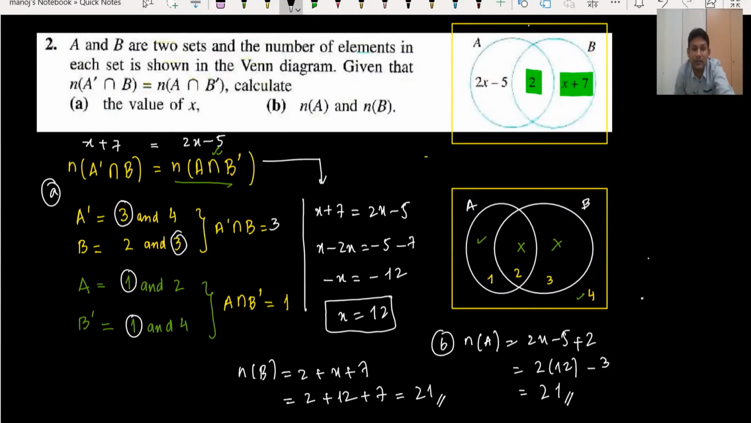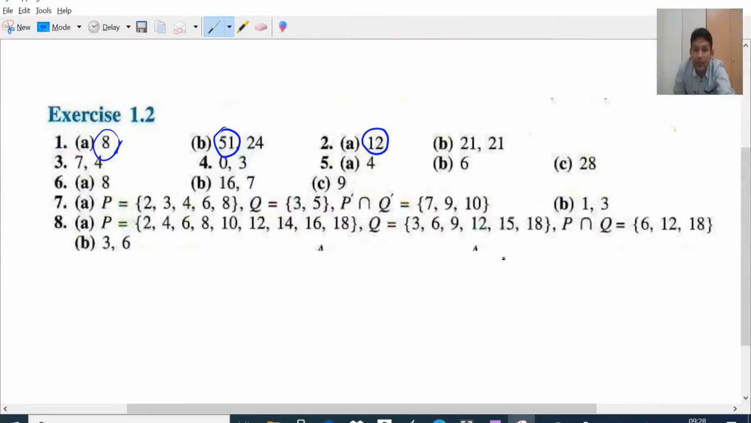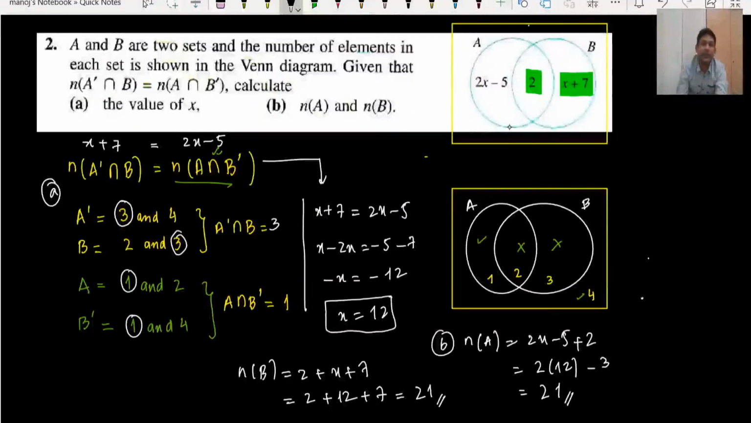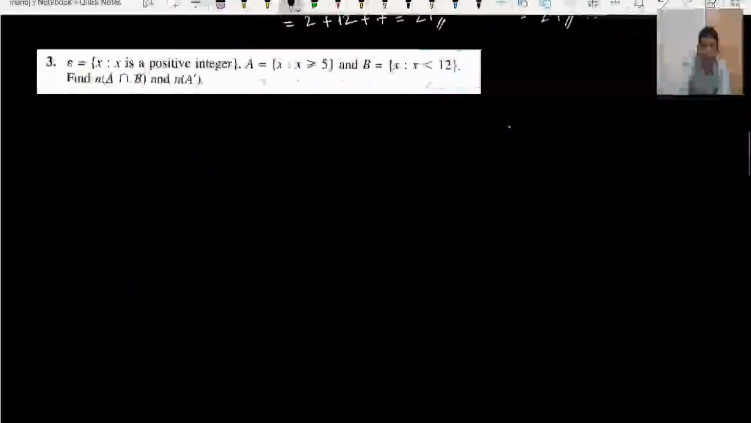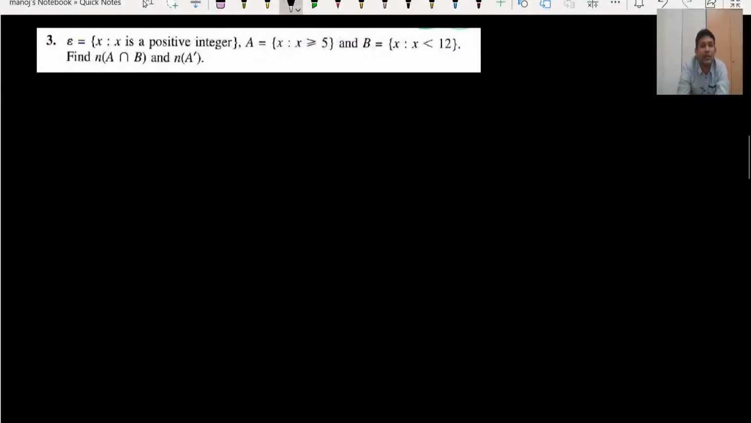We have the same answer. Let's see. Yes, 21 and 21, and we have done it. This is very important. With a Venn diagram, once you understand what area is for A complement, B complement, and A intersection B complement, I think question number 9 will be very easy to shade the given diagram.